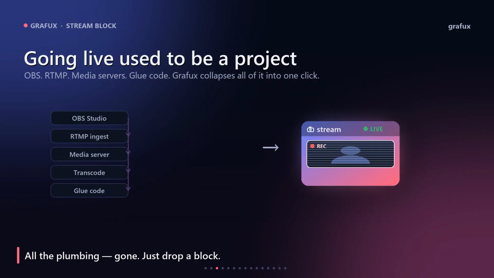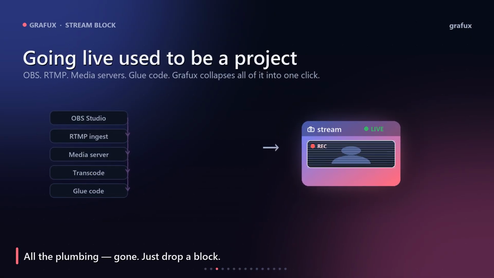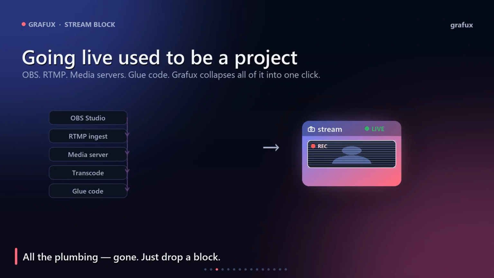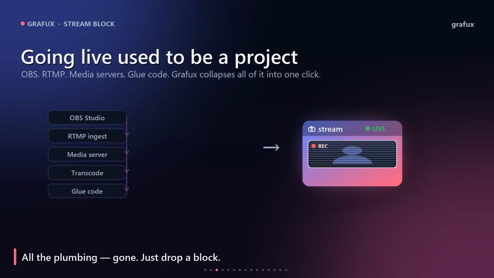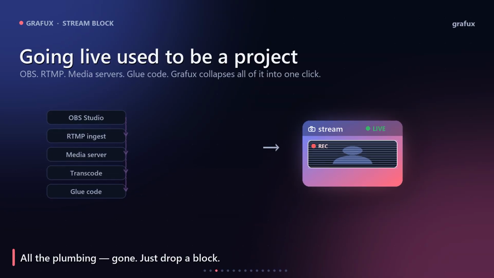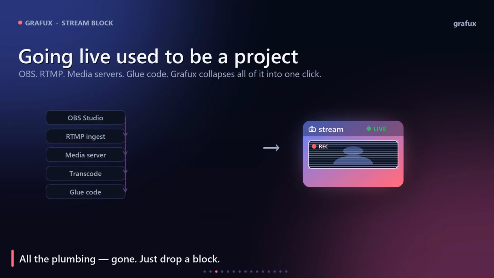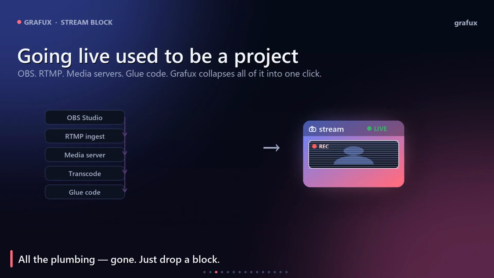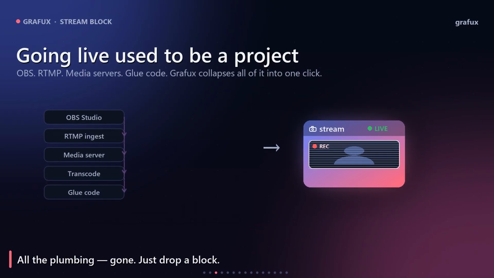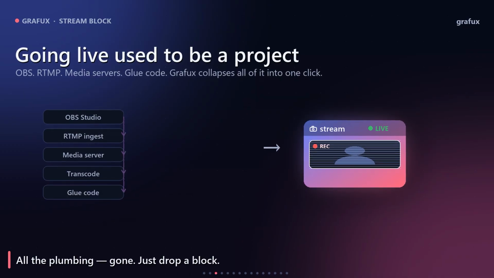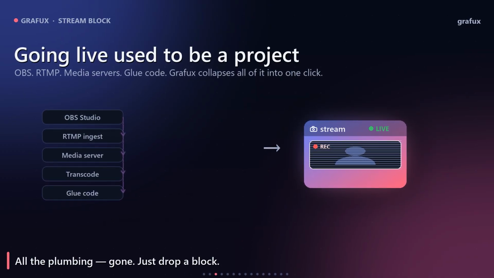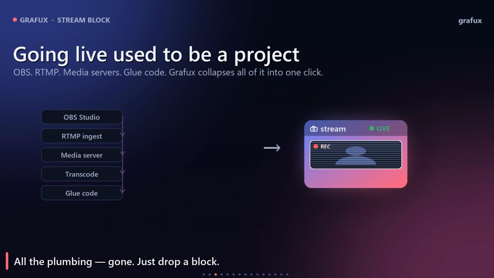Now, normally, going live is a whole project. You wrestle with OBS, RTMP endpoints, media servers, transcoding pipelines, and piles of glue code just to get a picture on a screen. It's fragile, it's fiddly, and it's a lot to maintain. Grafux collapses every bit of that into a single click. All the plumbing? Gone.